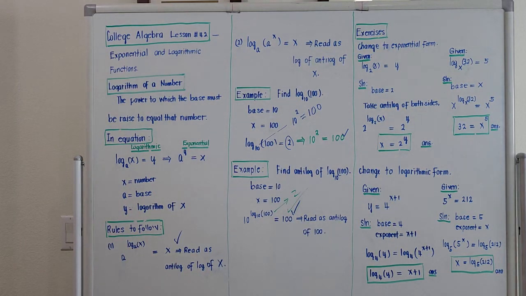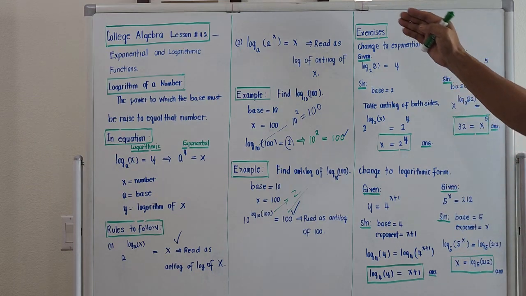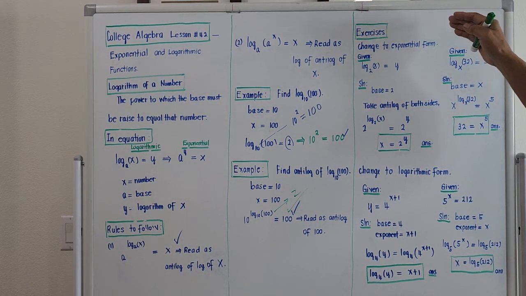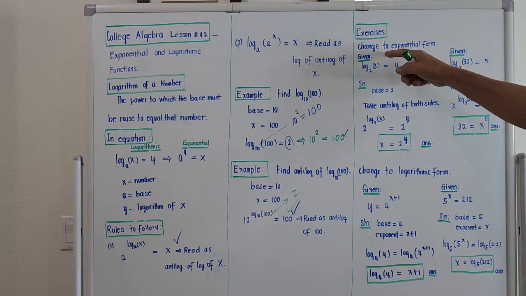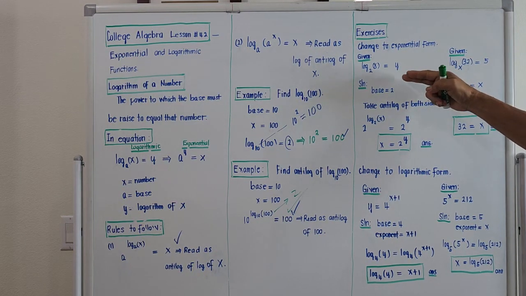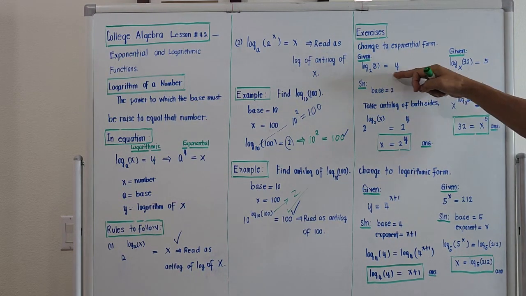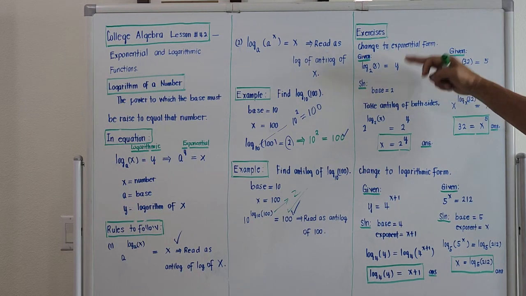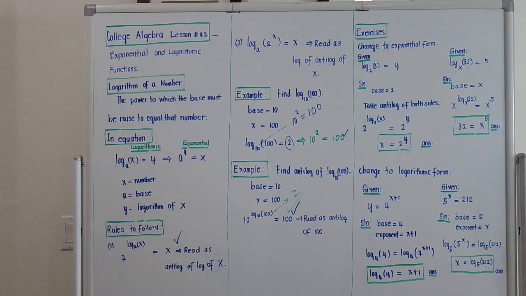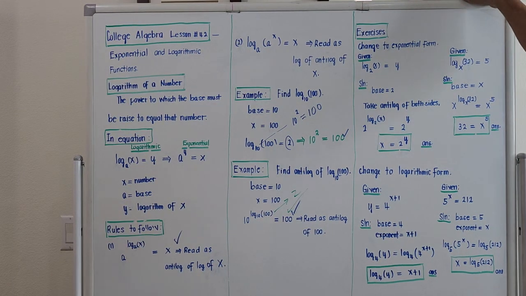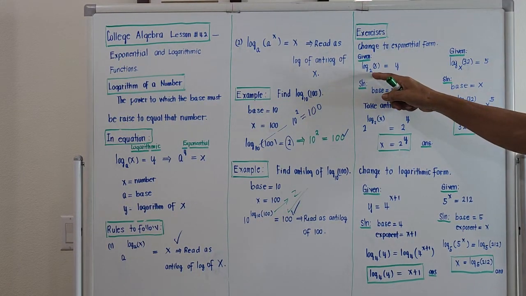Okay, you got it? Okay, let's try to bring out exercises of changing from logarithmic to exponential and exponential to logarithmic. Okay, exercises. Change to exponential form, meaning the given forms are logarithmic, right? So the problem is asking what will be the exponential equivalent of this. Okay, this will be the proper solution. The base of the logarithm is 2, right?